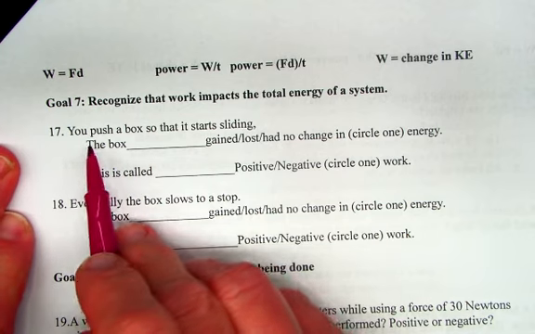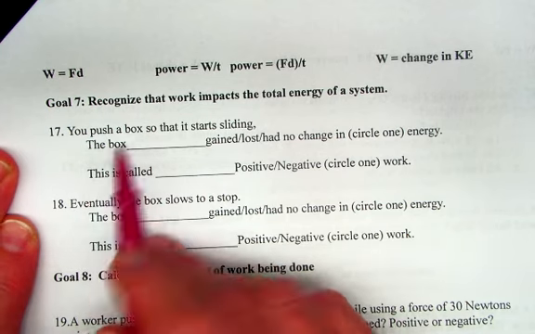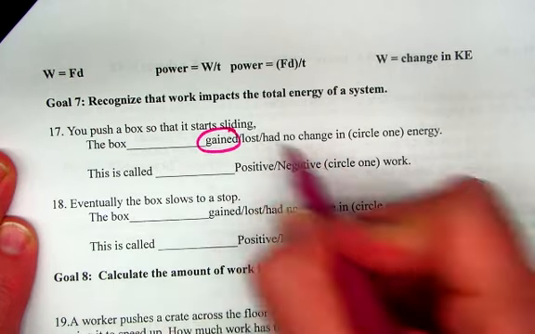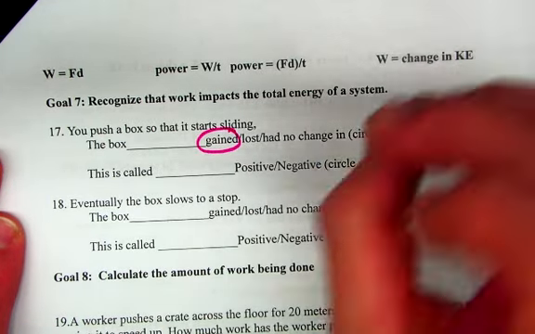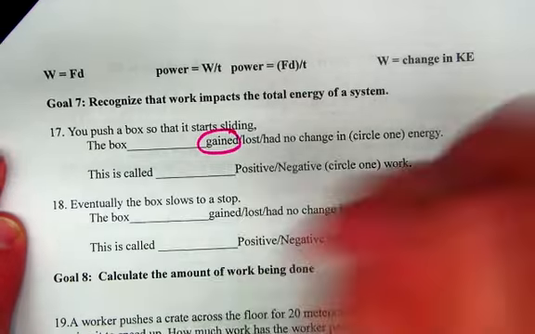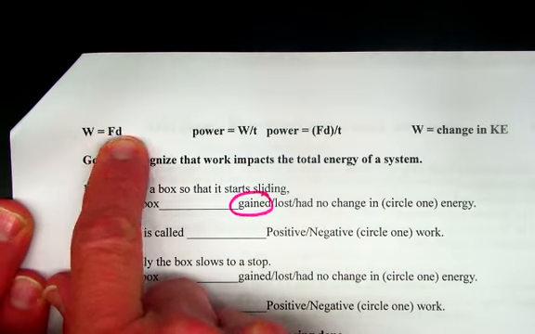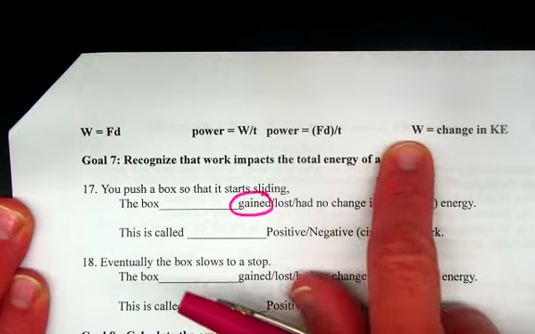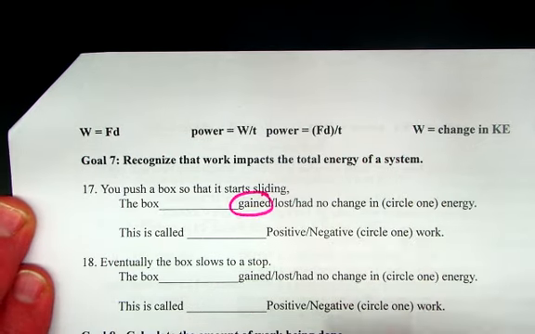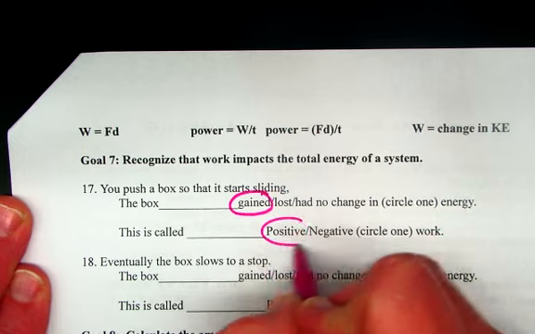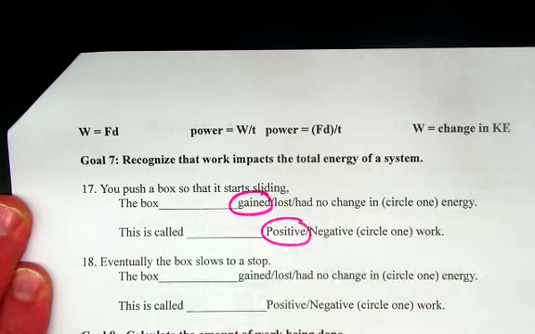So if you push a box so it starts sliding, then the box will have gained energy because you're going from a place of rest and it's suddenly moving. So you've applied a force over a distance, which is work, and work ends up being a change in kinetic energy. This is what we would call positive work, because your work is acting in the same direction as your motion.